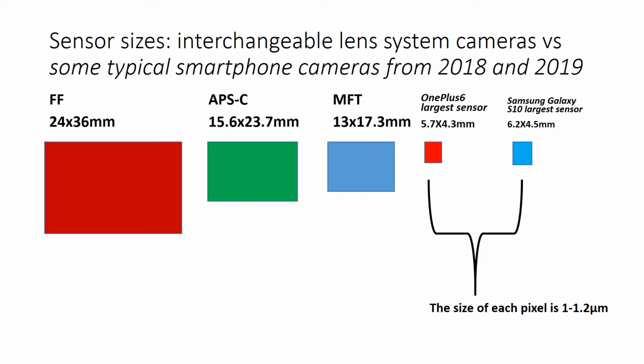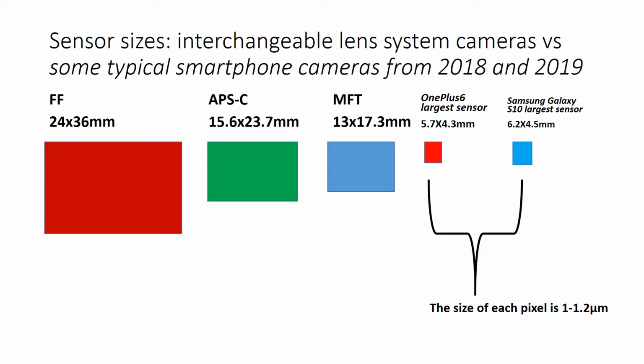I have two smartphones with cameras, one of them from 2018 and one of them from 2019. The OnePlus 6 is the one which I own myself, and we can see the size of the sensor. Again, relative to the other ones is correct size, but it is not the correct size on your screen in terms of millimeters. And then my work cell phone that the university has given me, a Samsung Galaxy S10. The sensor is slightly larger than the one that I have in my own cell phone.